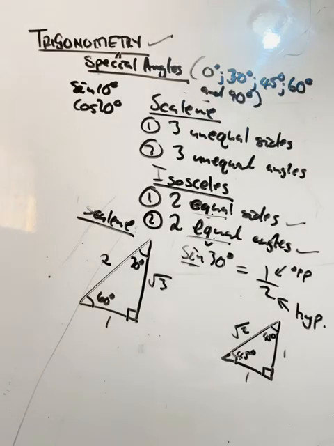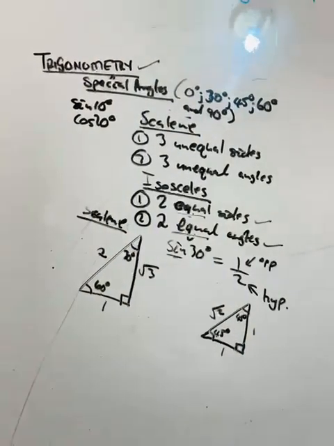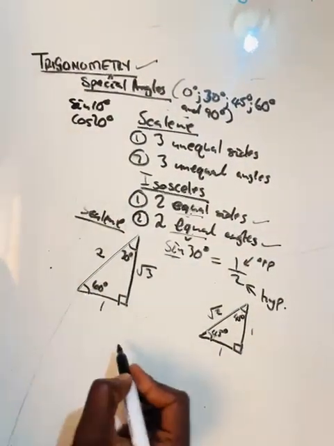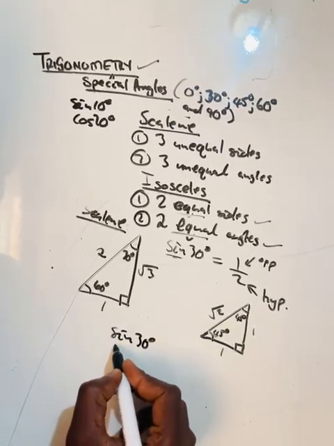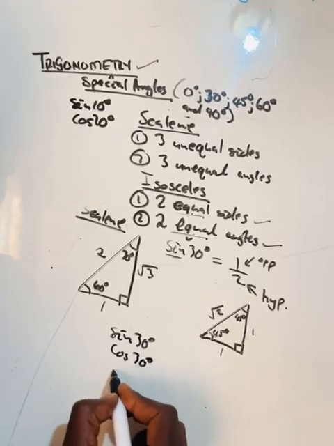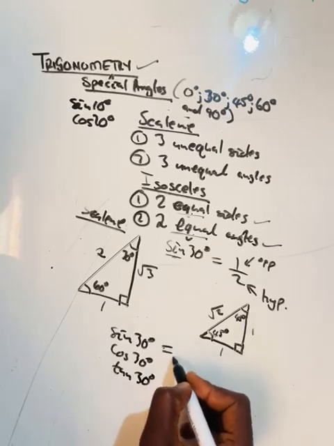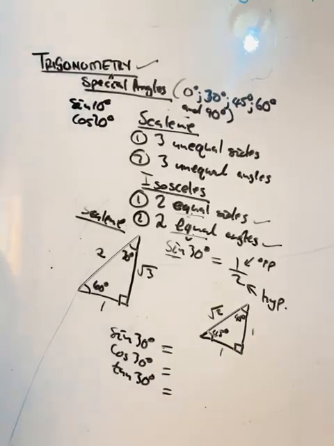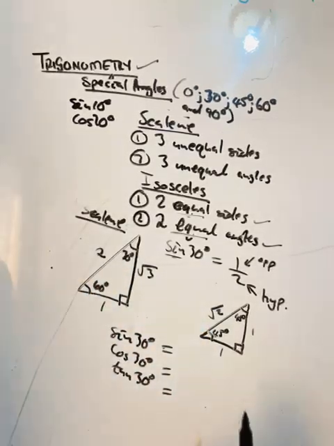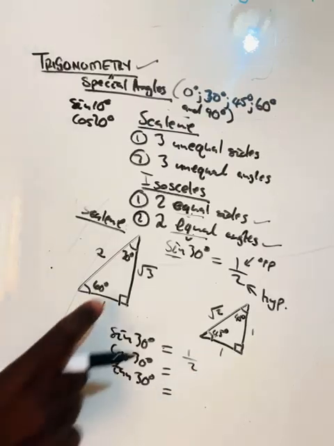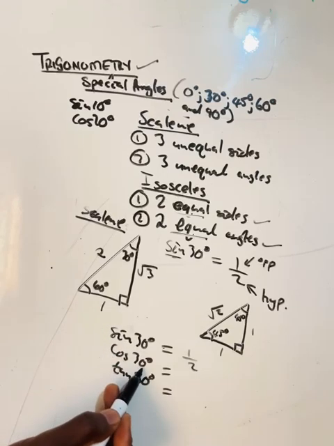Now, let's continue. We are now going to write some values here. Values such as sin 30 degrees, cos 30 degrees, and tan 30 degrees. Let's find their value. So sin 30 degrees, I already told you that it's 1 over 2, opposite over hypotenuse. We're not going to waste our time here. 1 over 2. We are now using these triangles to find the trig ratios.